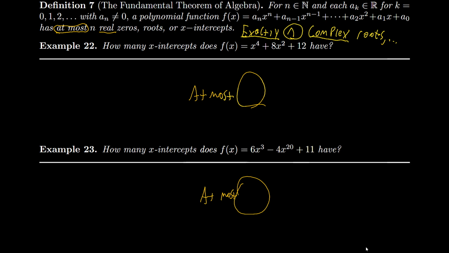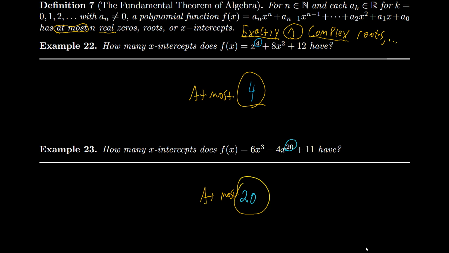So, here's the 2 quick little problems. How many x-intercepts does f of x equals x to the 4th plus 8x squared plus 12 have? Well, 4. That's the largest power, so it has at most 4 is what we say. How many x-intercepts does 6x cubed minus 4x to the 20th plus 11 have? 20 is the degree, so it has at most 20 x-intercepts. Maybe less. Maybe it has none. I don't know, I've never graphed it. But it has at most 20 x-intercepts. That's what we can guarantee.